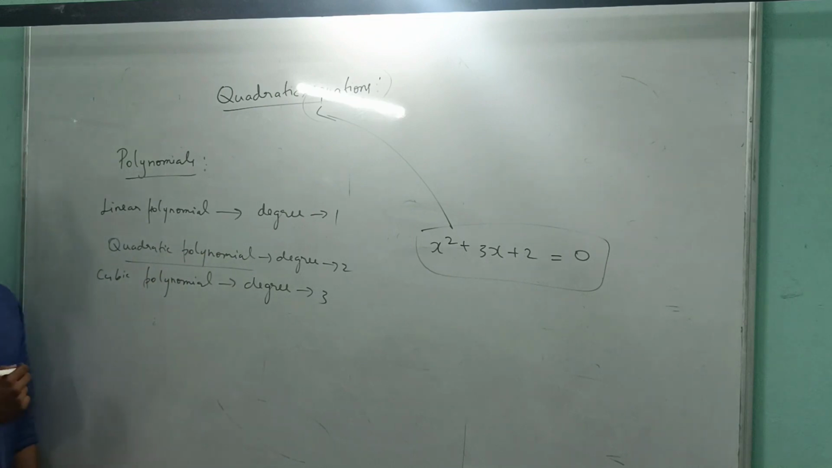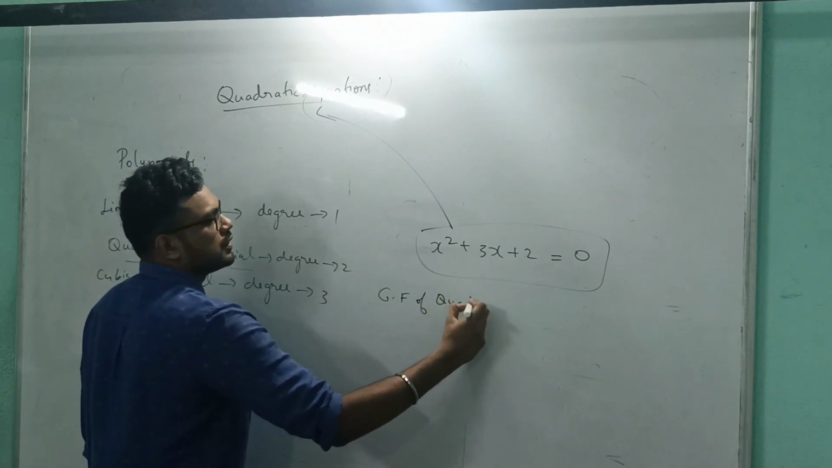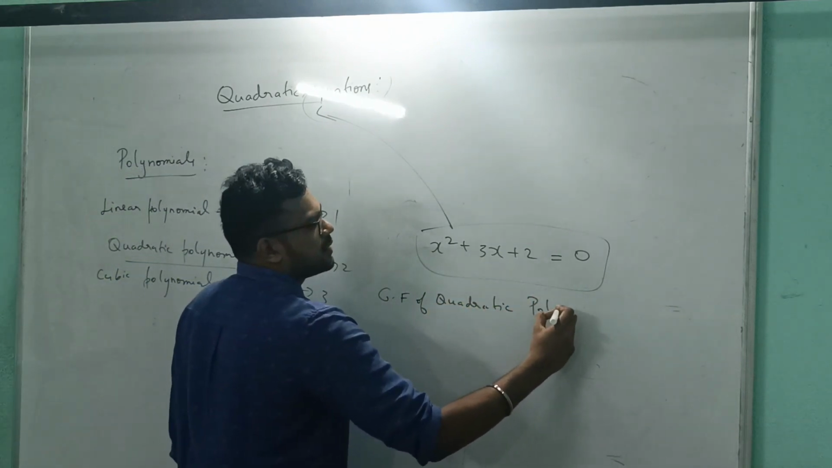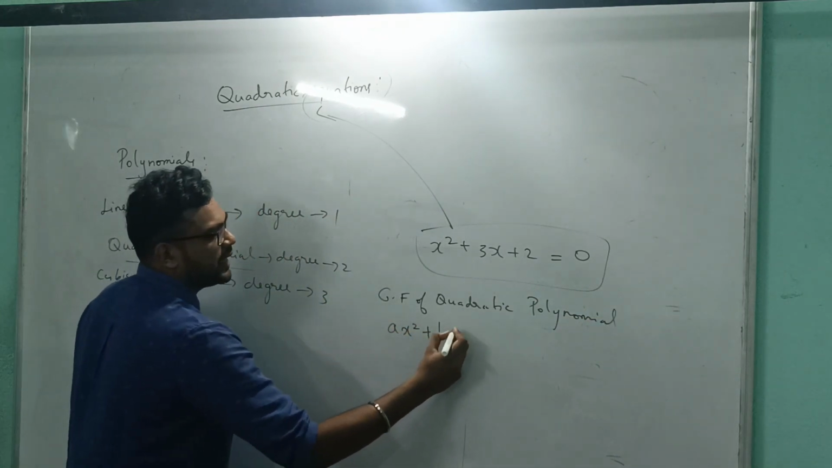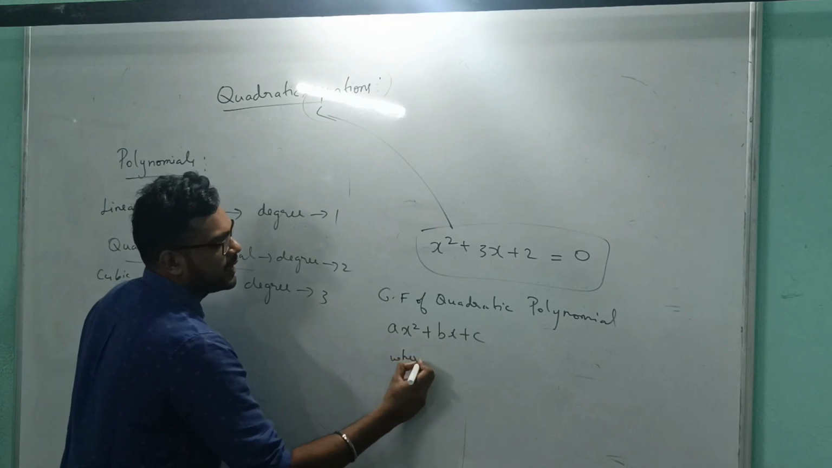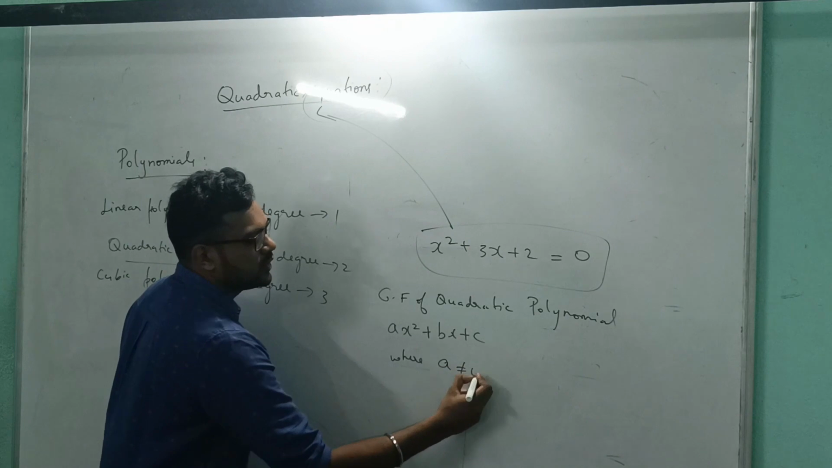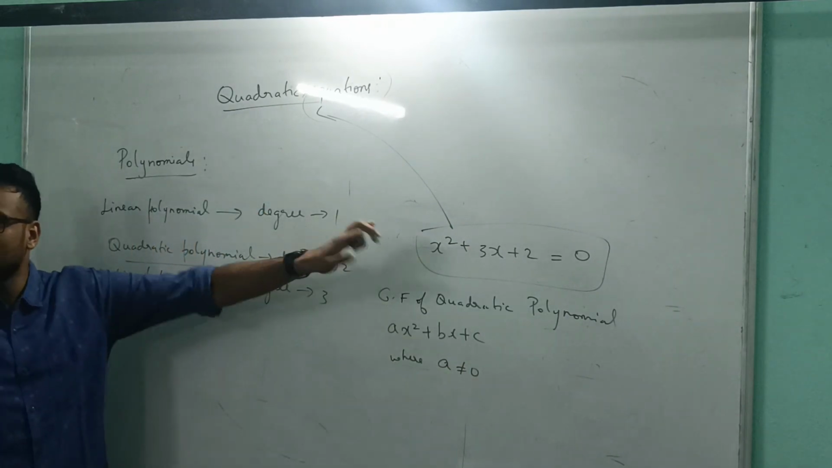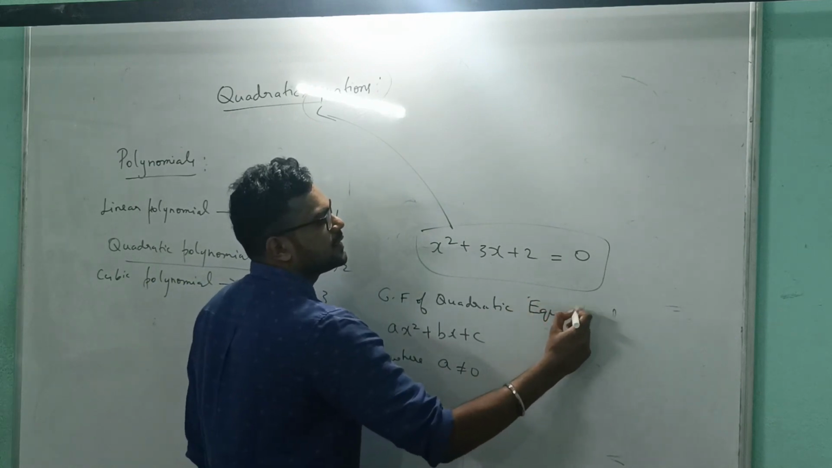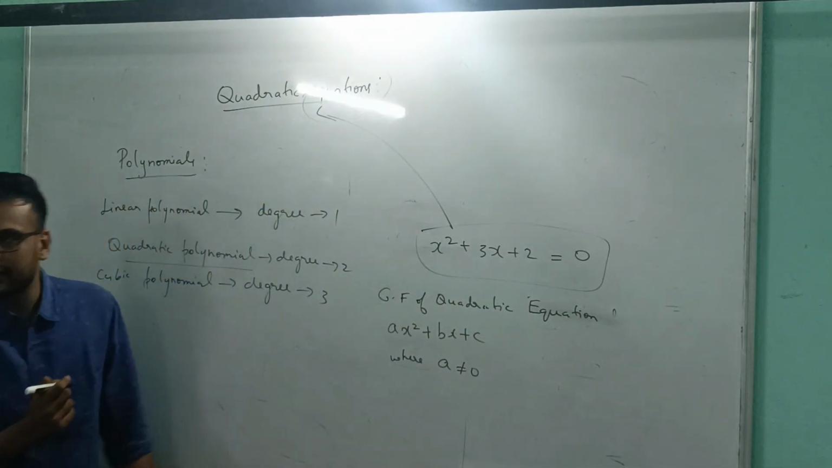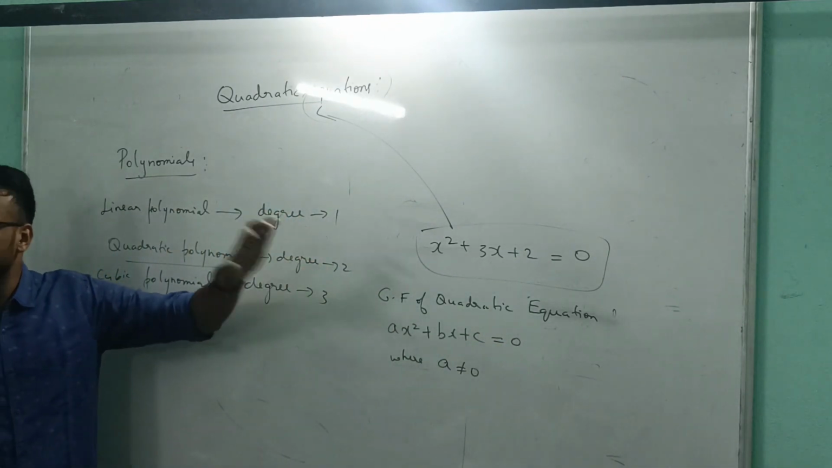What is the general form of a quadratic polynomial? It is ax square plus bx plus c, where a is not equal to 0. Correct. This is the general form of a quadratic polynomial. What will be the general form of a quadratic equation then? Write equal to 0. That's it. This is the general form of a quadratic equation.